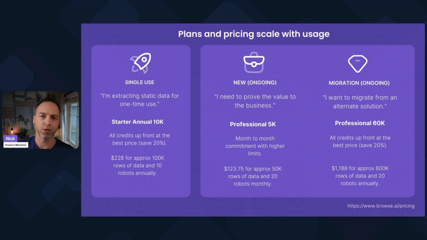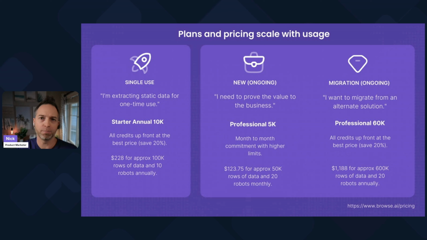It's just you get a certain number of credits and a certain number of robots on the free account. And for the self-serve options, as you go into the paid plans, you get more robots and more credits. So maybe it's single use, you want to extract data one time. The recommendation there is to go with something like the starter annual plan. So annual plans get you all the credits up front, which is nice. You don't get them just monthly, you get them all up front.